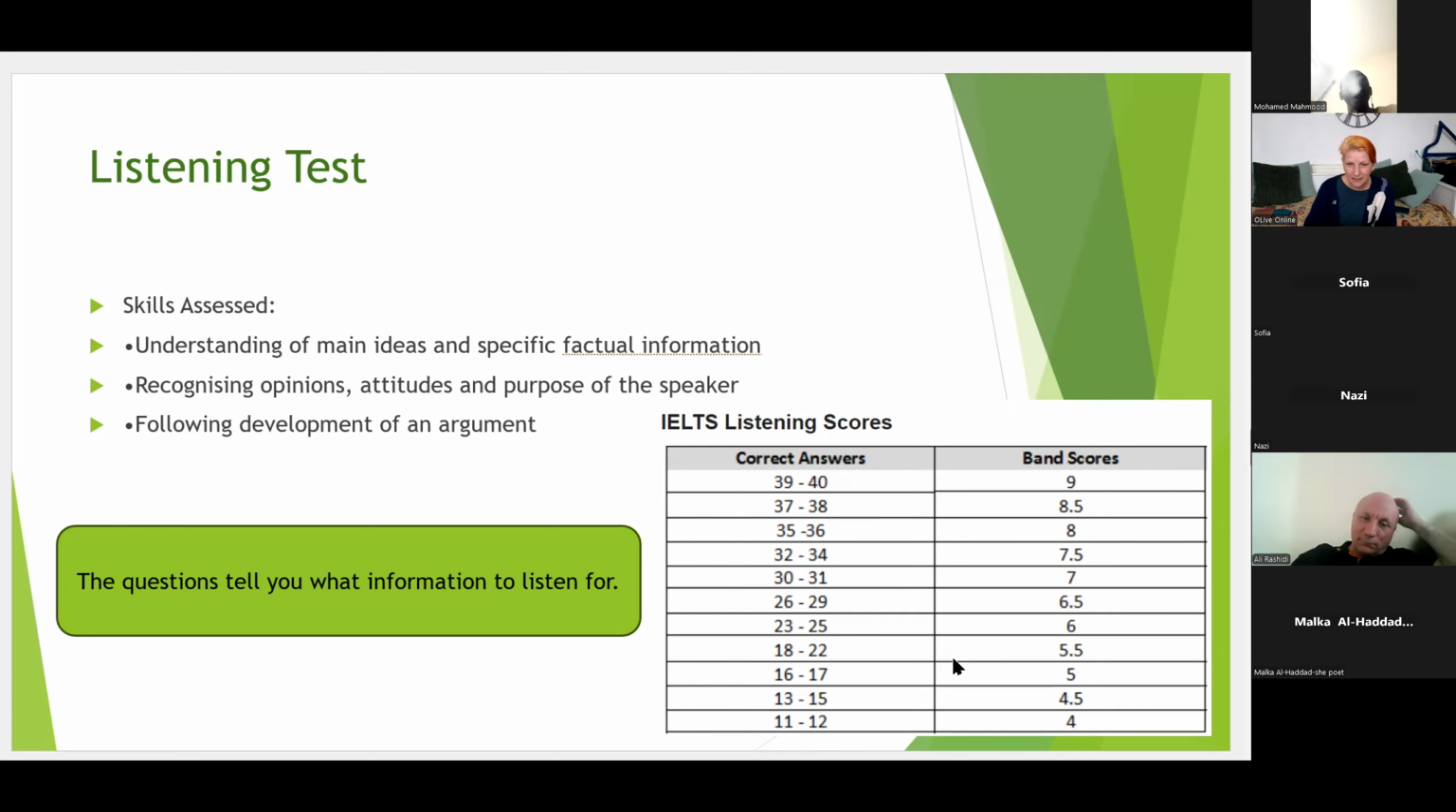Right. So once again, look at the band level that you need. If you don't know what band level you need, look at one of the universities that you're considering. And if you look in their admissions, they will tell you what band level you need for admission. All right. So look at your band level. How many questions can you get wrong on this exam?